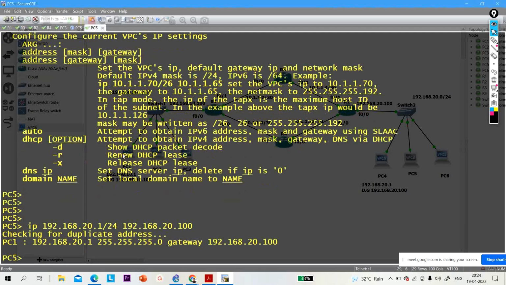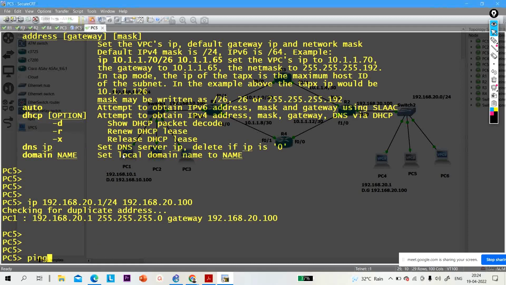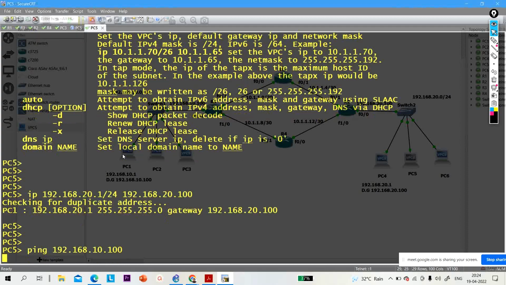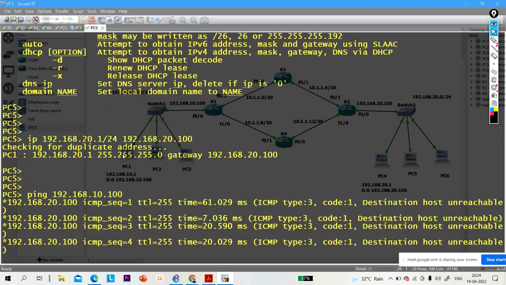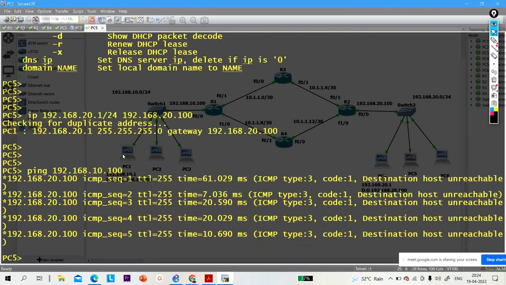Fine. Let me check, am I able to ping my default gateway or not? 192.168.10.100. Yes or no? No. Destination host unreachable. Why? I am not able to ping.